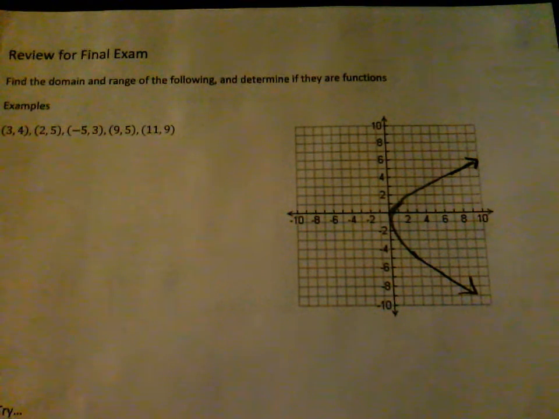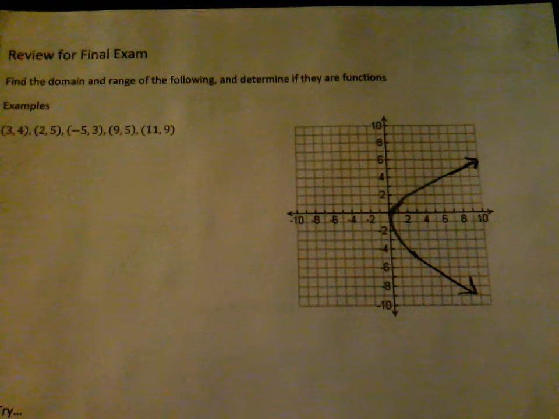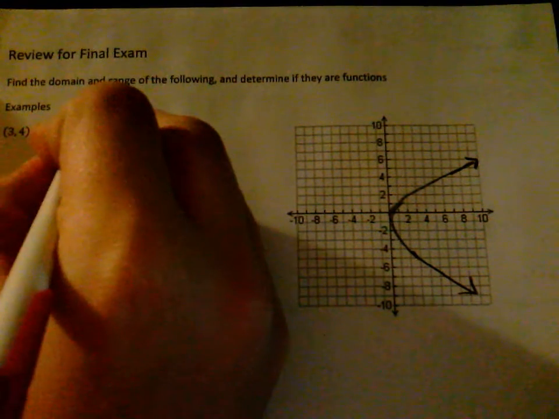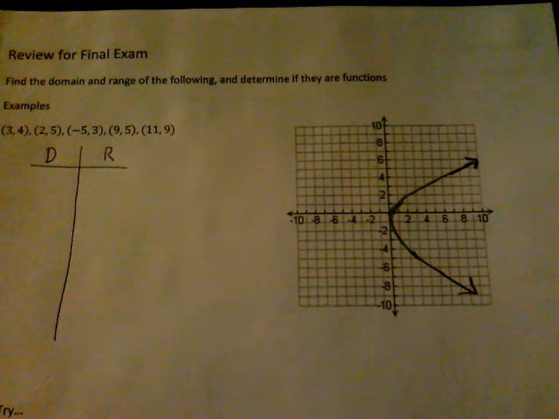So this first part is finding the domain and range of the following. There are two ways you can find the domain and range. If you're given a bunch of points, this is what you have to do. First you have to label your domain, then you have to label your range. Okay, so we're going to label domain and range.